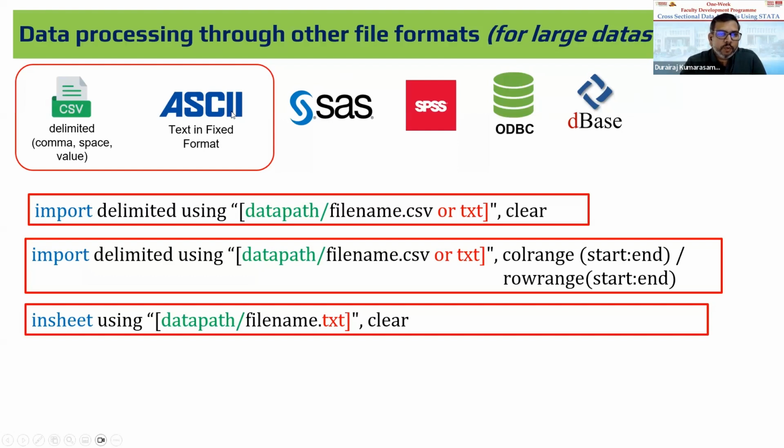This ASCII format is text in fixed format, widely used for household survey data. Like NSSO, there are various rounds of surveys that NSSO conducts. That data is actually saved in the ASCII format, or even the NFHS data is also saved that way. Now, some of the household survey data is well defined, and is available in CSV or in a TXT format or in a Stata format as well. But still, some of the household survey data is available in the ASCII format.